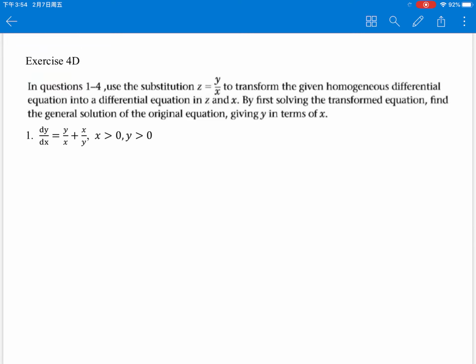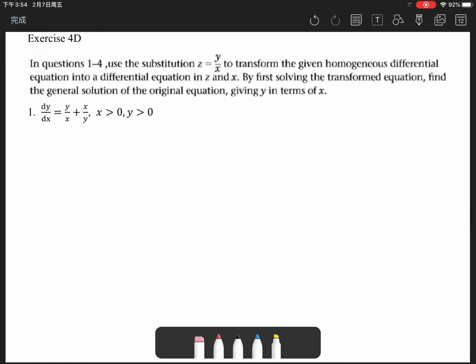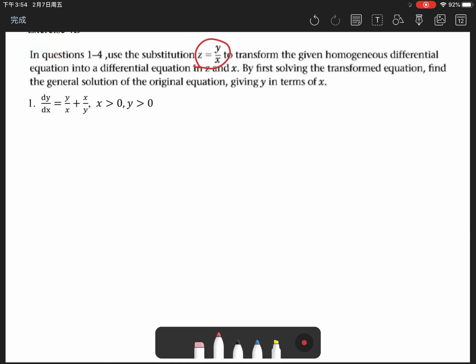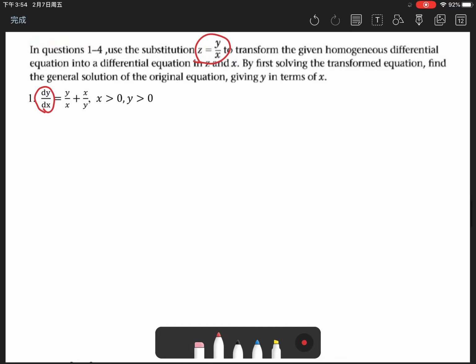Alright, so we are going to do some practice. Exercise 4D. Let's look at question 1. Here we use the substitution z equals y over x. Because the equation is dy by dx, we have to replace dy by dx in terms of z and x.